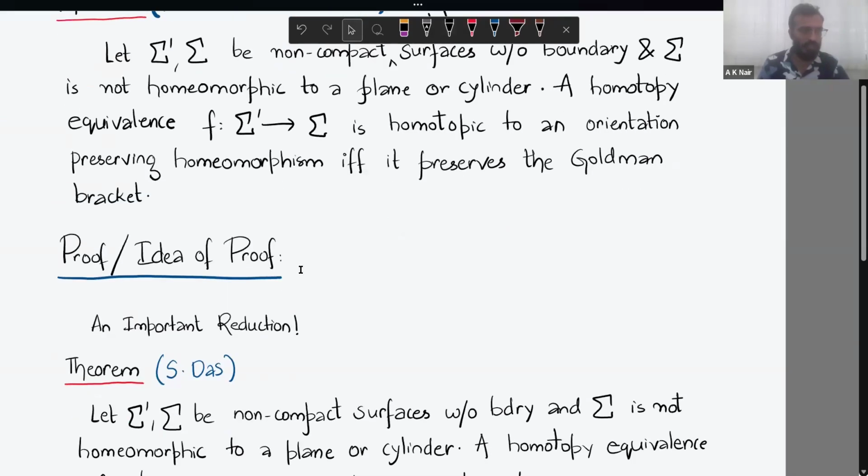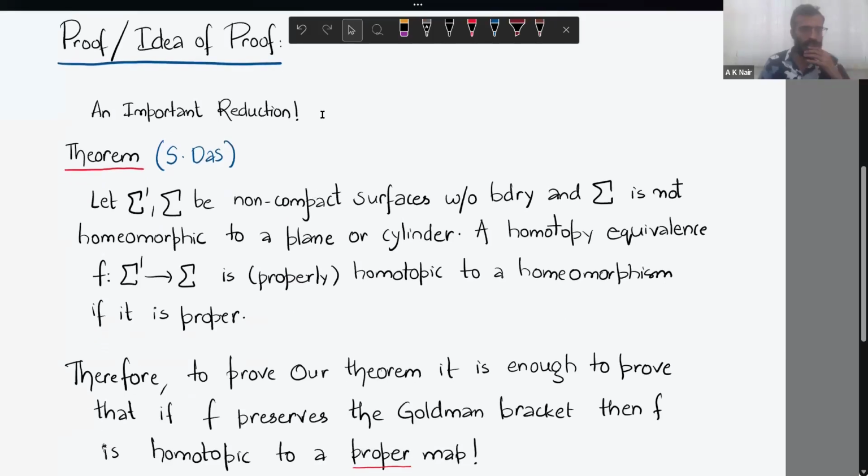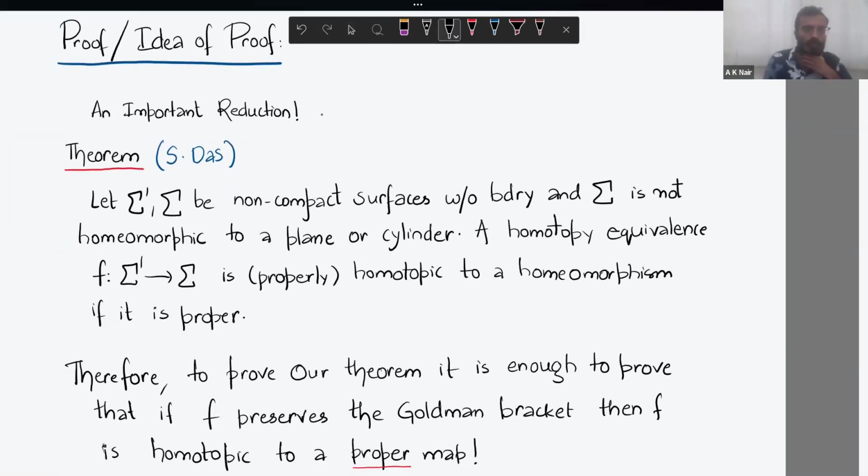So I'll just give an idea of the proof. We make an important reduction. This is a theorem by Sumanta. If sigma prime and sigma are non-compact surfaces without boundary, not homeomorphic to the plane or cylinder, then a homotopy equivalence is homotopic to a homeomorphism if it is proper. So if you know that your homotopy equivalence is a proper map, then it is homotopic to a homeomorphism, right?